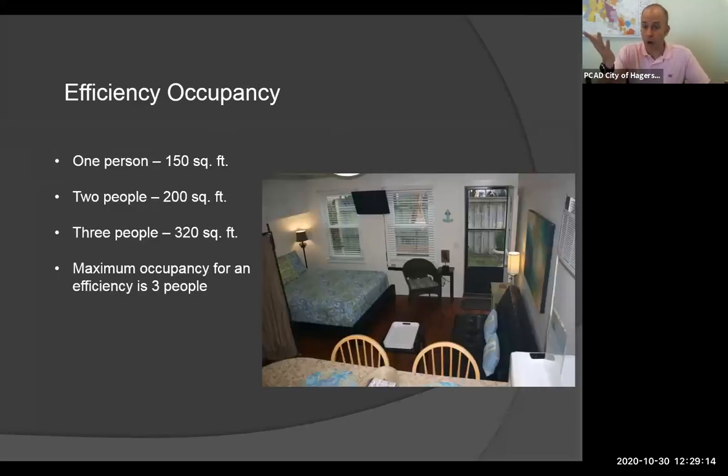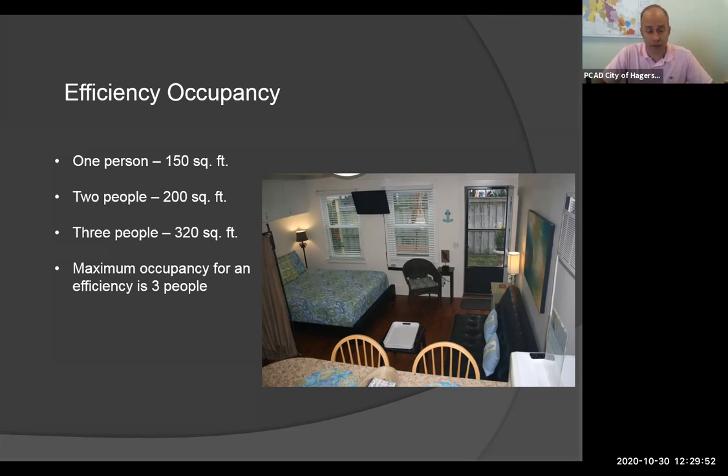Now you might be thinking, oh, 1 or 2 people, that's my efficiency. Well, if it's an efficiency apartment, there are certain minimum requirements. If it's 1 person, you have to have at least 150 square feet. And again, we cannot count the bathroom for that square footage, and we cannot count the space for the kitchen and the food prep area and the space in front of the kitchen counters. So it's 150 square feet, not including those areas, no closets, nothing along those lines. Then for 2 people, it needs to be 200 square feet, and for 3 people, 320 square feet.